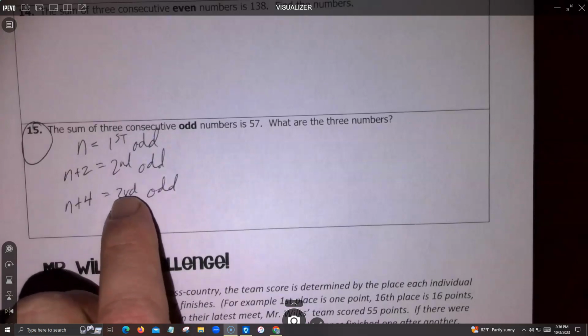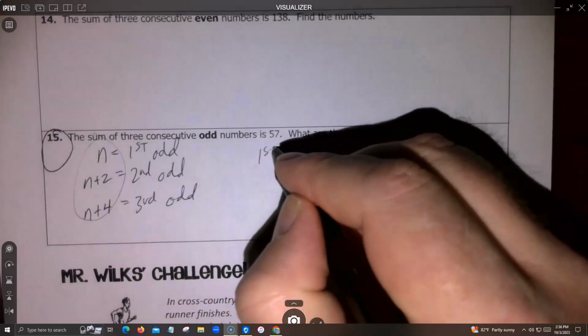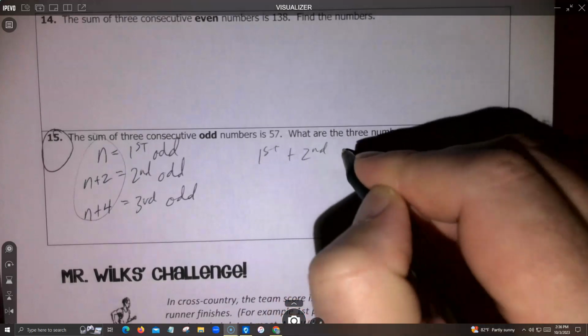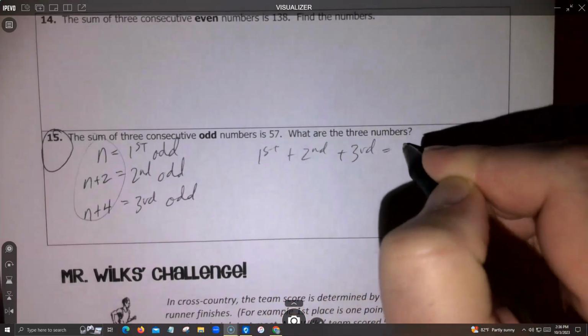And again, if this were an even number, adding 2 would give you an even. If you added 2 more to this one, not from the original, but to this one, this would give you the next even number. So odds and evens work exactly the same. We just have to make sure we're getting this part correct. This part doesn't change whether it's even or odd. It just makes a difference if you're not doing odds or evens, you're doing consecutive. All right, so now we have the first plus the second plus the third equaling 57.